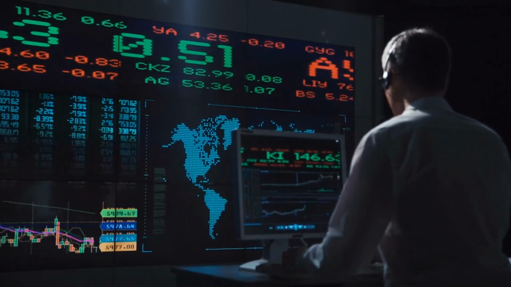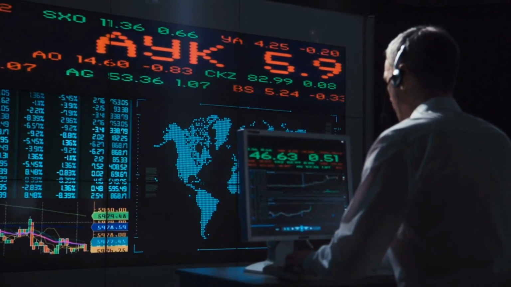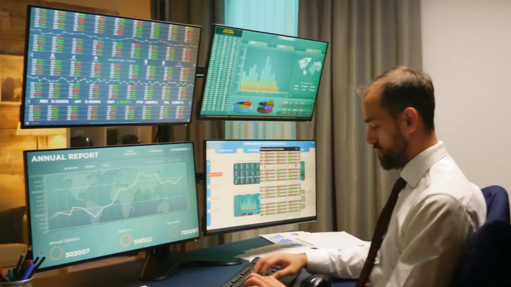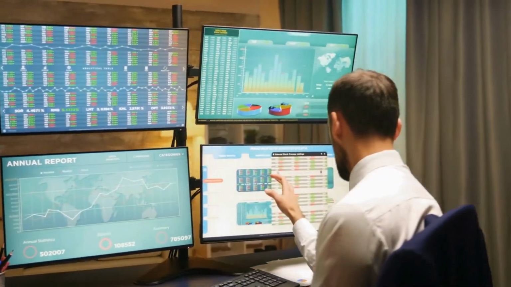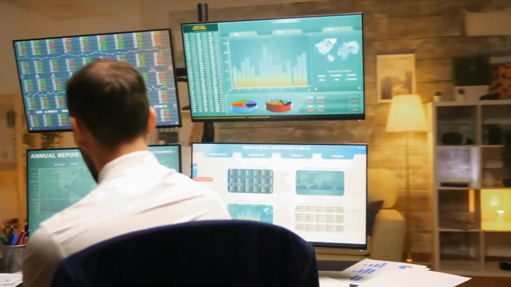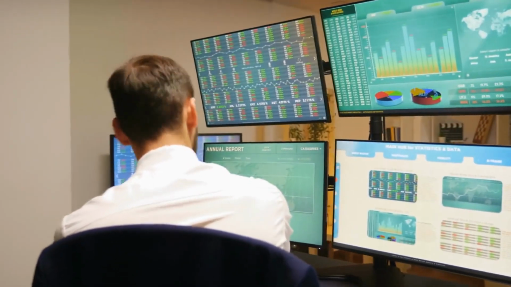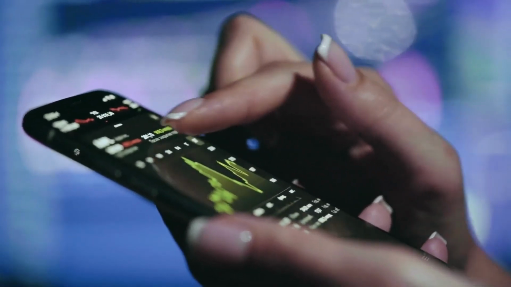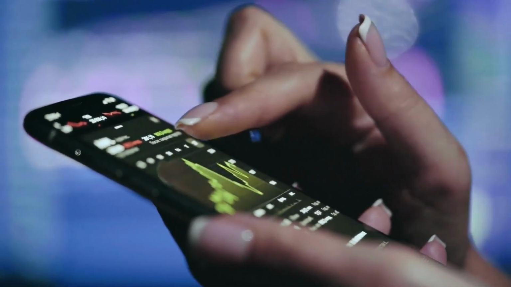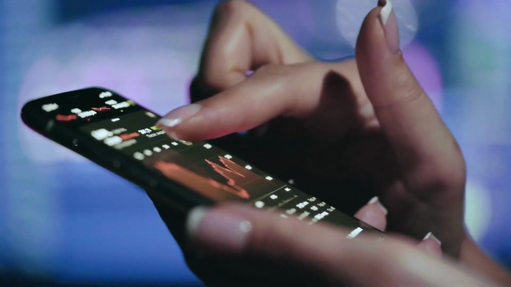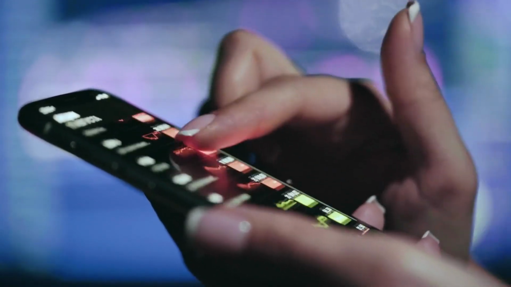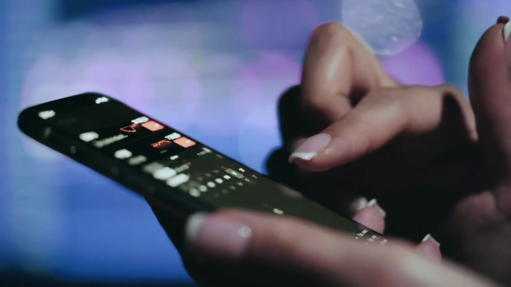Market trends and sentiment. Consider broader market trends and investor sentiment. Monitor economic indicators, industry trends, and geopolitical events that may impact the stock market. Assess market sentiment through indicators like the Volatility Index, VIX, or sentiment surveys to gauge overall market optimism or pessimism.